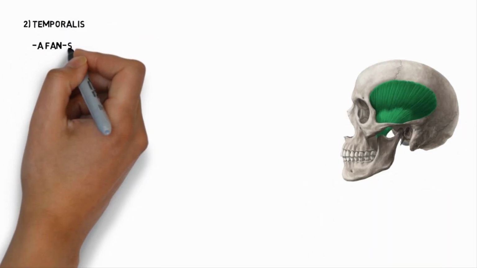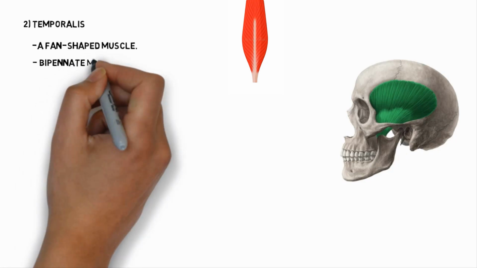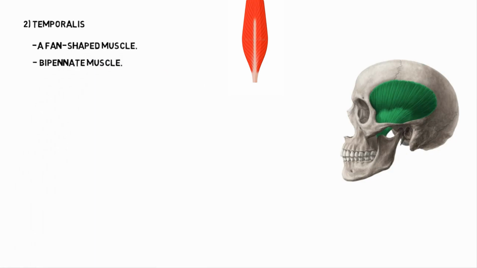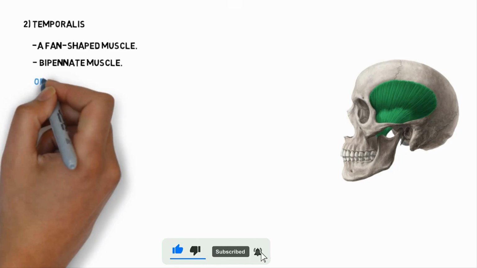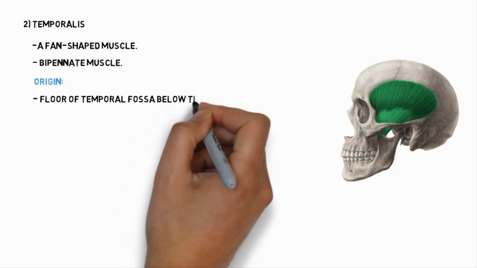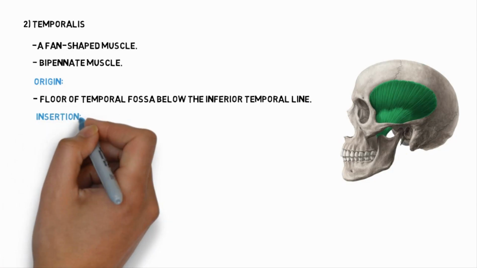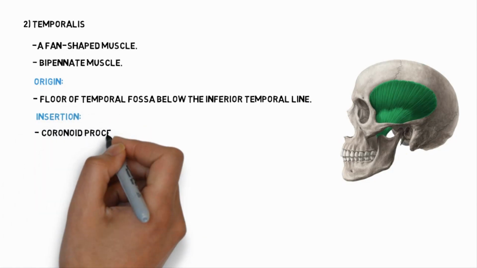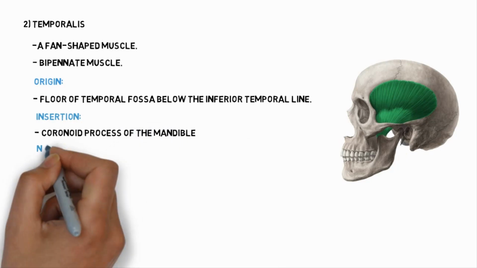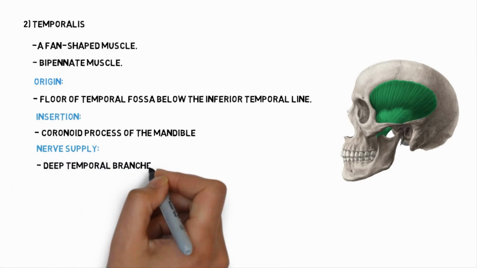Coming to temporalis, it is a fan-shaped muscle and a bipinnate type of muscle. So what is bipinnate? A muscle with fibers that are arranged obliquely on both sides of a central tendon. Other bipinnate muscles are stapedius and biceps brachii. Coming to the origin, temporalis originates from the floor of the temporal fossa below the inferior temporal line. Coming to the insertion, it inserts into the coronoid process of the mandible. Nerve supply, it is supplied by the deep temporal branch of the mandibular nerve.